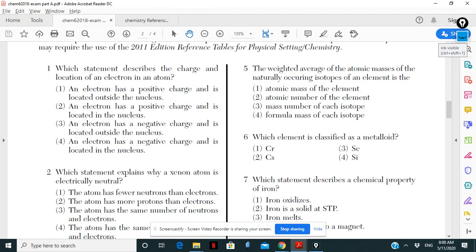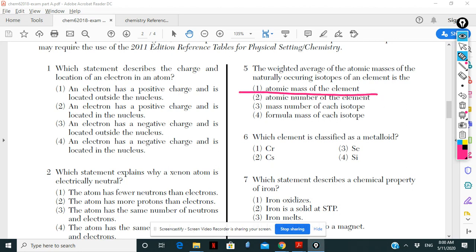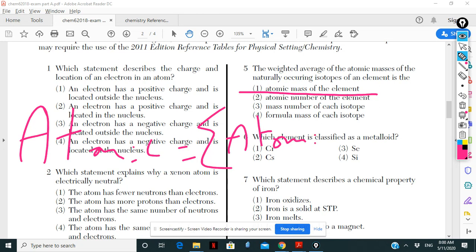Question number 5. The weighted average of the atomic masses of the naturally occurring isotopes of an element is the atomic mass of the element. The atomic mass, as we know, equals the sum of the atomic masses of the isotopes multiplied by their natural abundance. So the answer is 1.